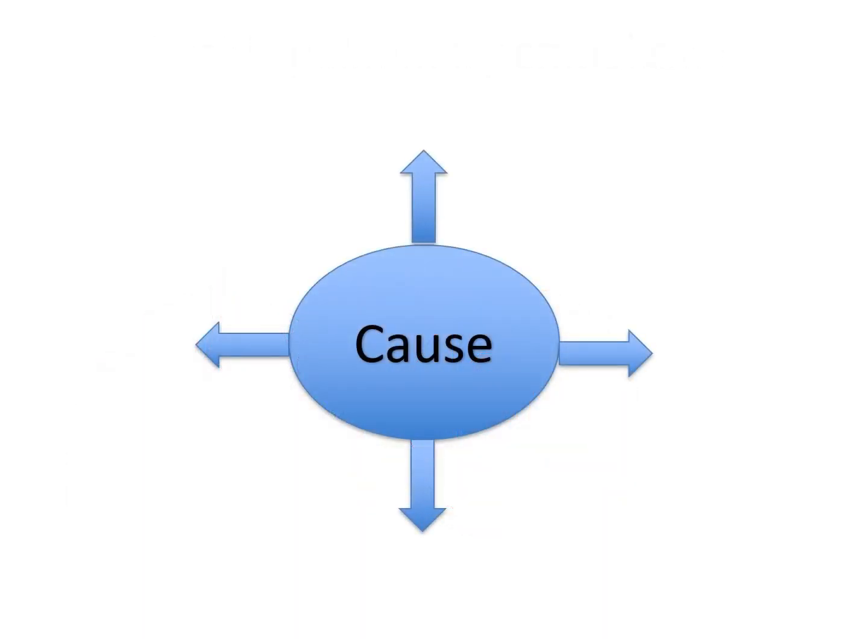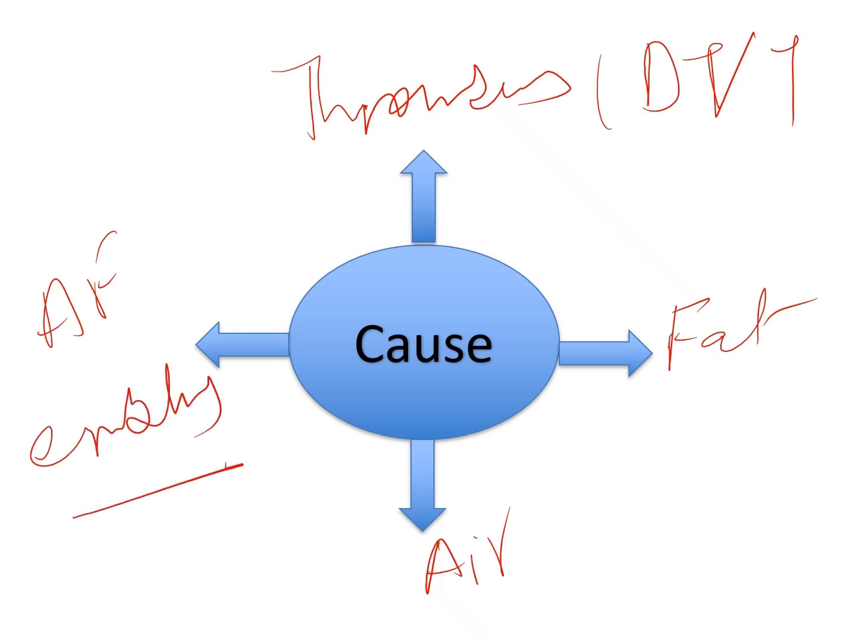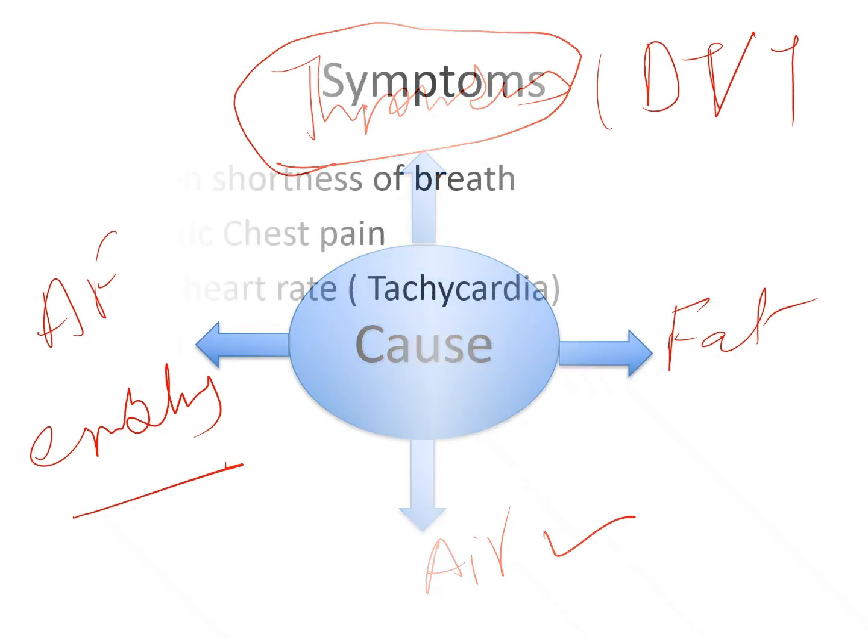What are the causes of pulmonary embolism? The most common cause is the thrombus, most commonly from the DVT. Another is the fat embolus, air embolus, and the amniotic fluid embolus in pregnancy. So these are the most common causes of pulmonary embolism. Thrombus is the most common cause among the given causes.